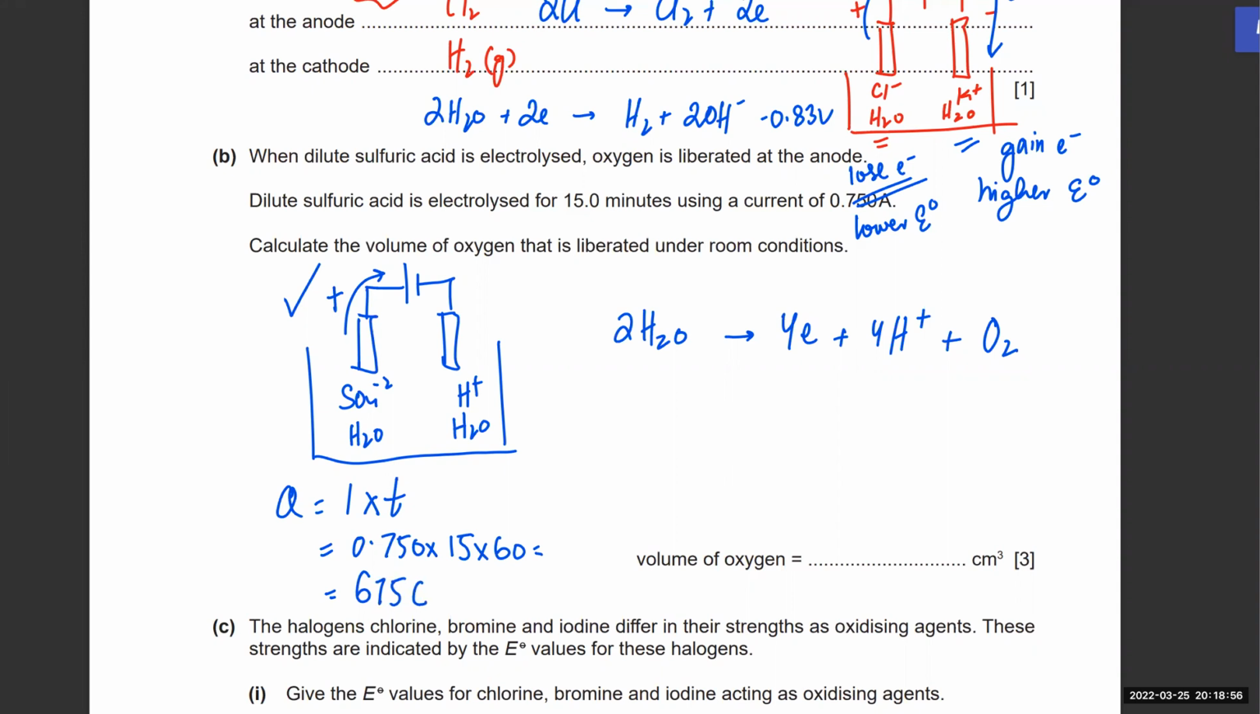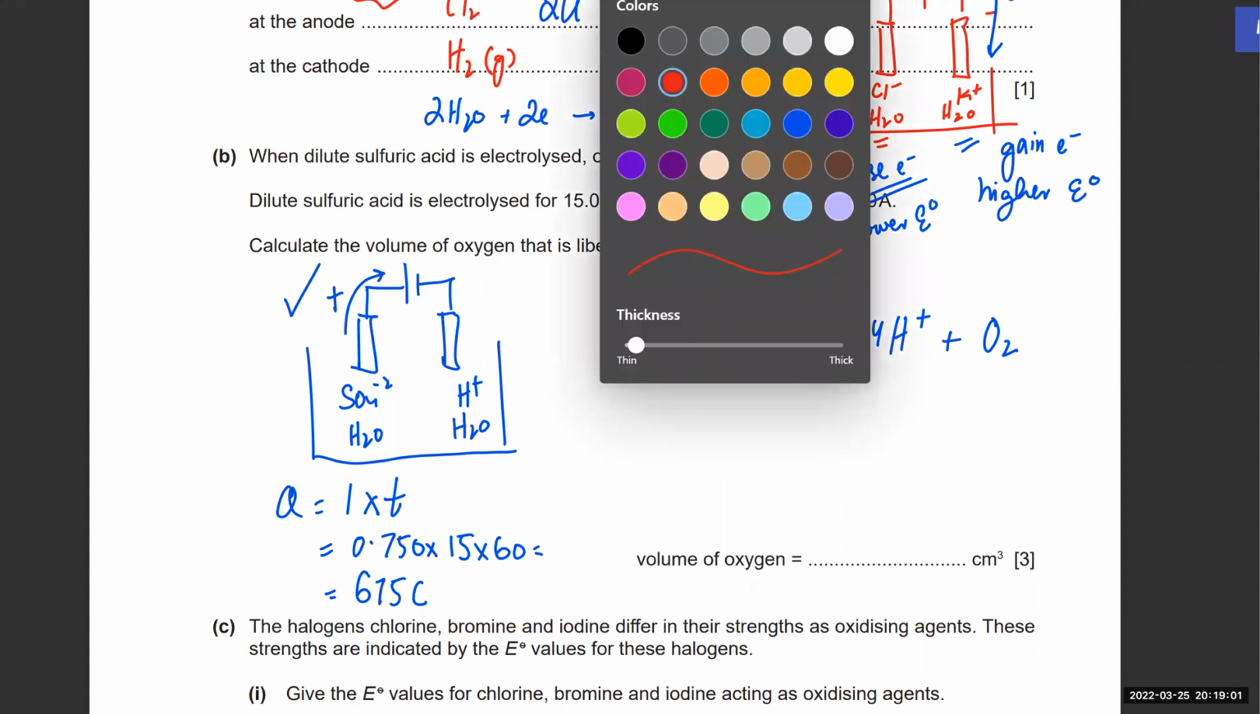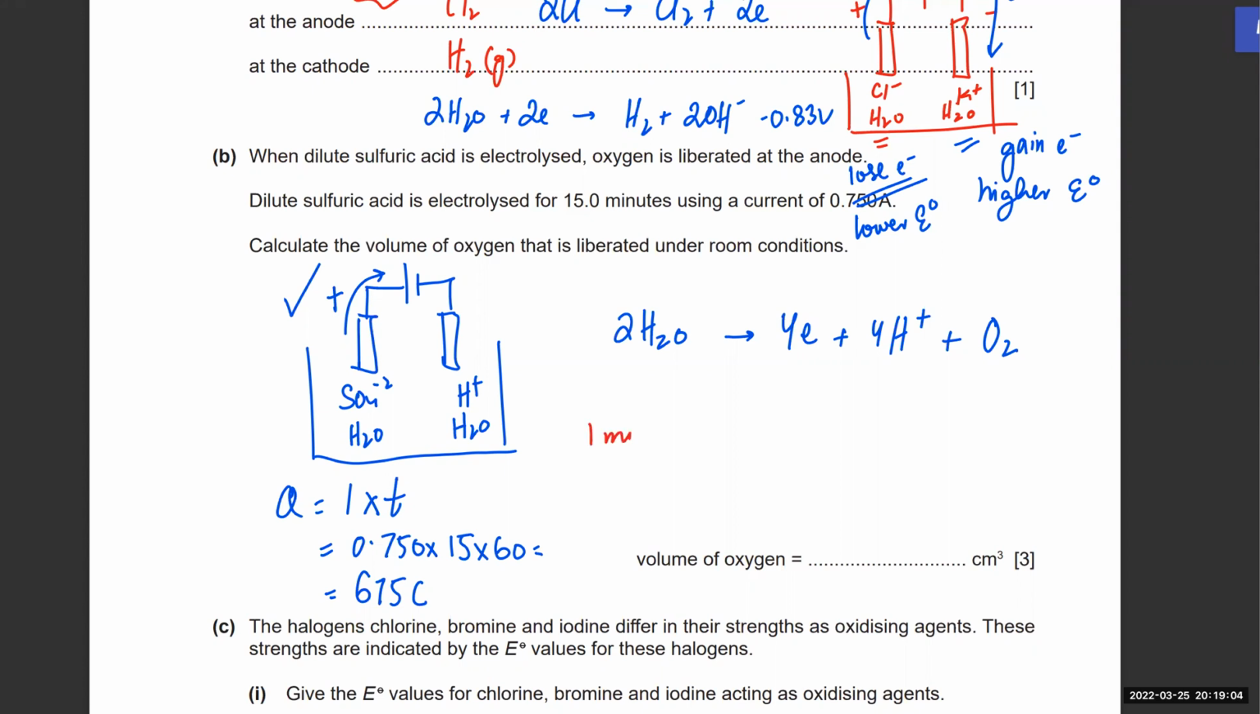So now, what do we do with that? What we do with that is we bring in the Faraday constant. The Faraday constant was that if you have 1 mole of electrons, it will have a charge of how many? 96,500 coulombs. That's the Faraday constant. So if you have 675 coulombs of charge flowing through the circuit, how many moles of electrons are passing through that? It's going to be X. So it's going to be 675 divided by 96,500. What do you get?